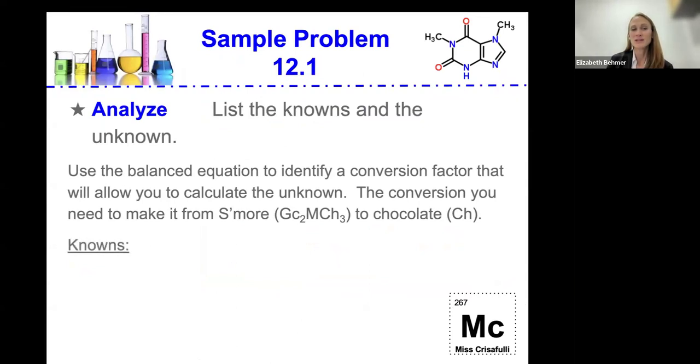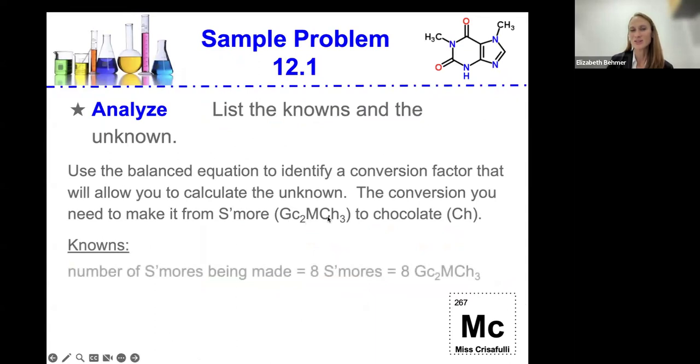The conversion you need to make is from a s'more, which is graham cracker, chocolate, marshmallow, chocolate, to the number of pieces of chocolate. So the number of s'mores being made is 8 s'mores. So in total, you'll need 8 molecules of a s'more, 2 graham crackers, 1 marshmallow, and 3 chocolates. Does that make sense? It's asking for how many chocolates we'll need if 8 friends come over.